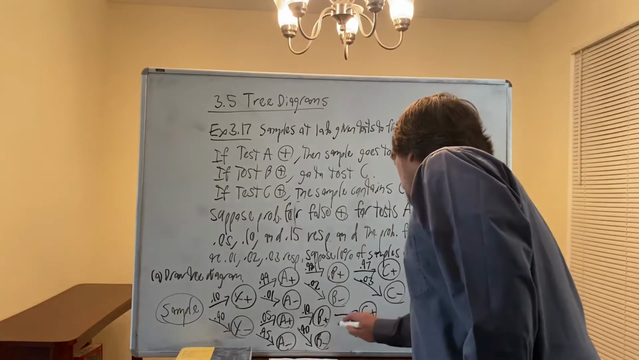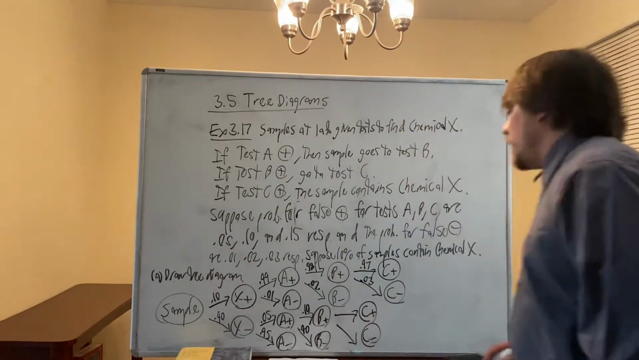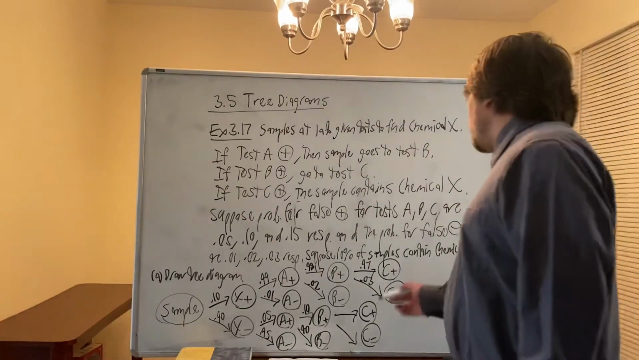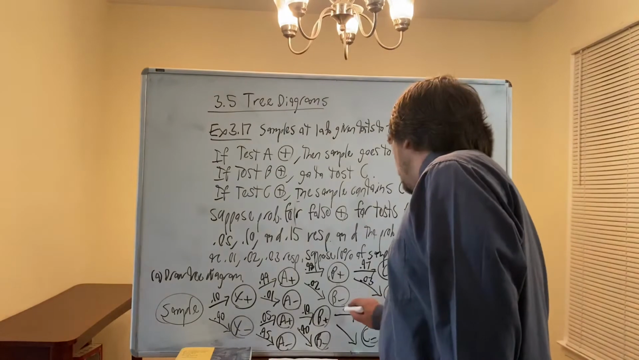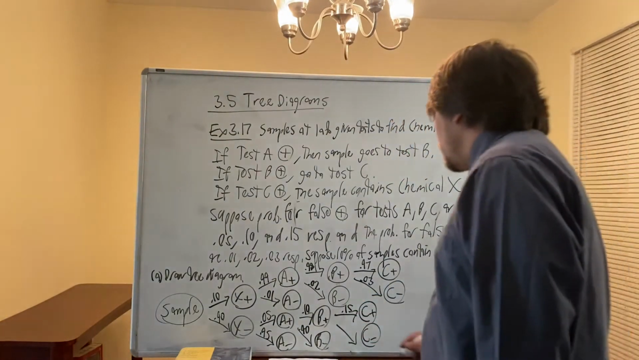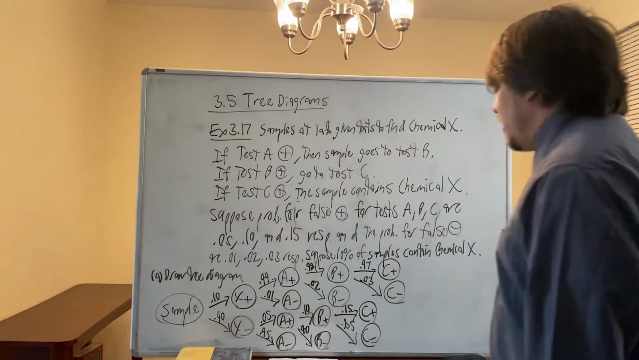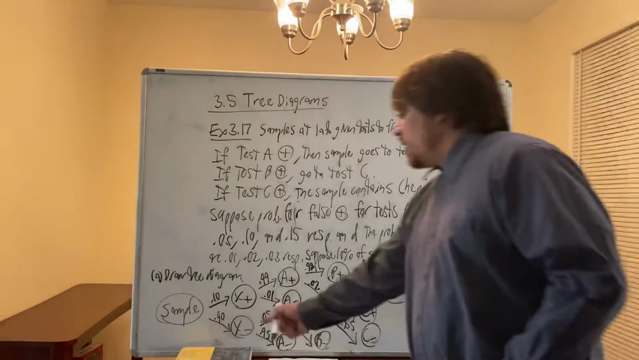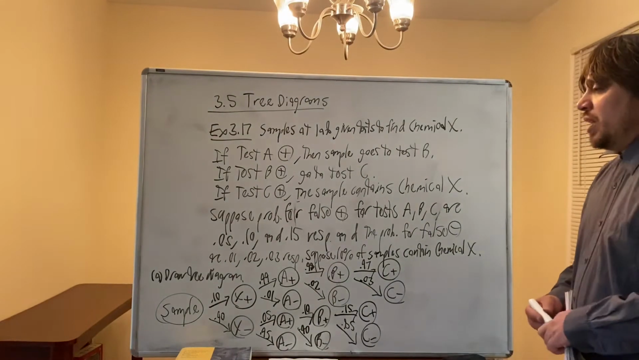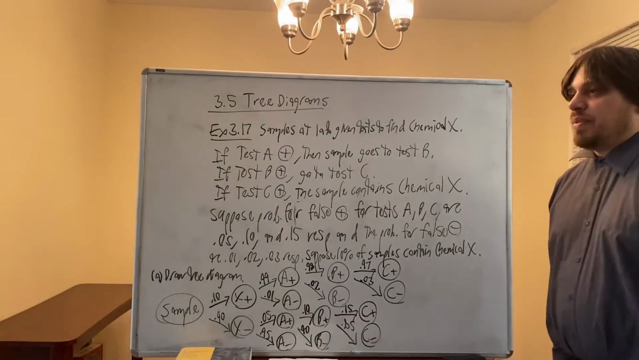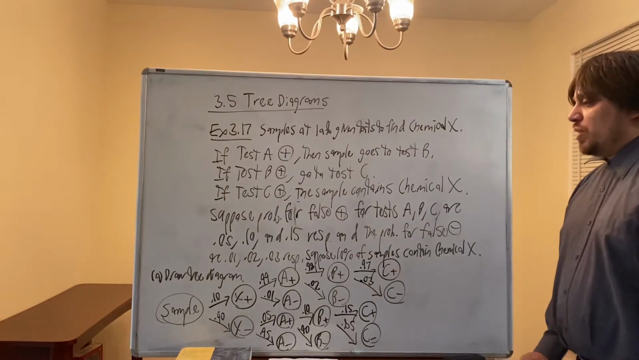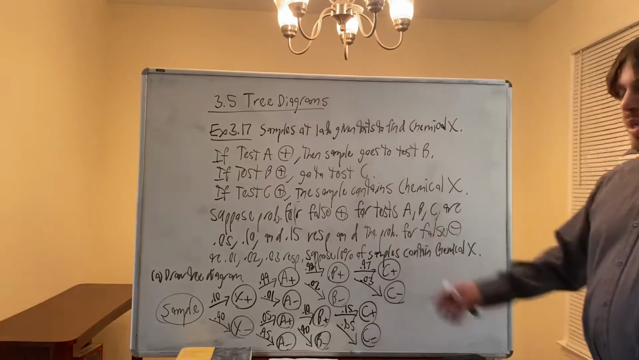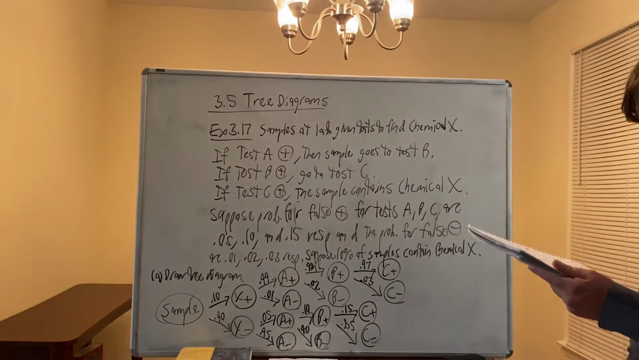Then you have C plus or C minus. Again, C plus would be a false positive, and that would be a 0.15 chance of happening, a 15% chance. There would be a 0.85 chance, an 85% chance, of C coming back negative, correctly saying chemical X is not in your sample. Okay, so this is the tree diagram. Part A of example 3.17 is the tree diagram labeled with the probabilities to show all the possible scenarios of this situation.